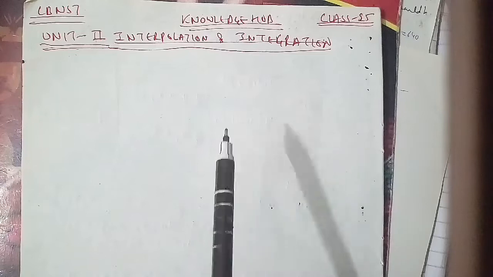Today we're going to start with CBNST, and this is the 25th class. In the 24th class we finished Unit 1, which was computer arithmetic, arithmetic errors and rules of equation. In the last class we started Unit 2, which is interpolation and integration. In interpolation and curve fitting, we also have to discuss curve fitting.